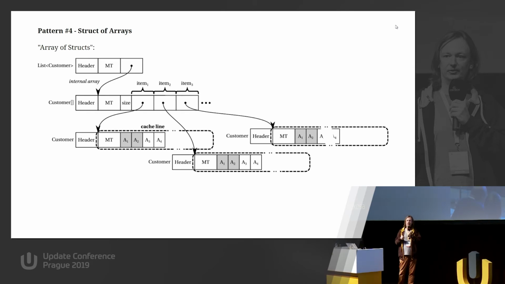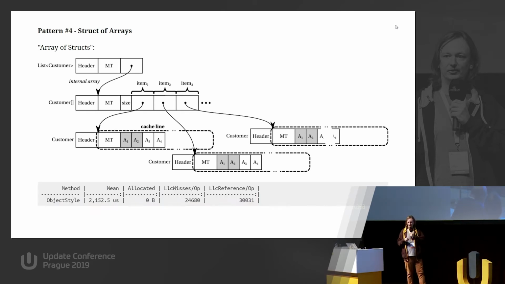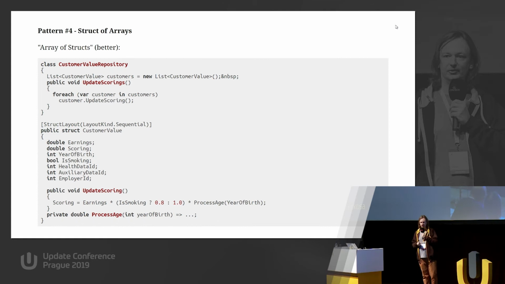We don't have any guarantees here. So the baseline benchmark would be like that. Let's see how we can improve it. A little better solution would be to use structs instead of classes. The code is almost the same, but we have two benefits here.